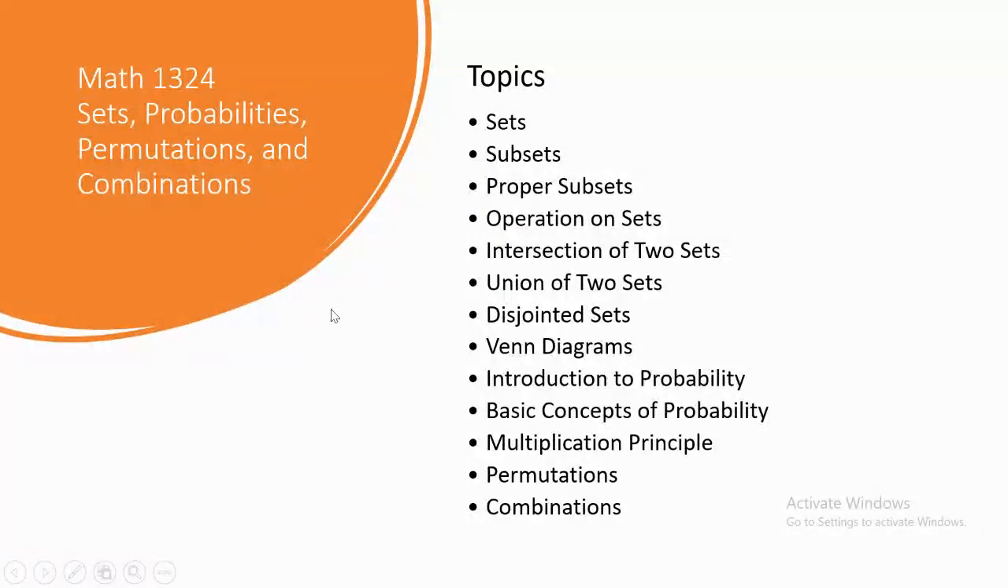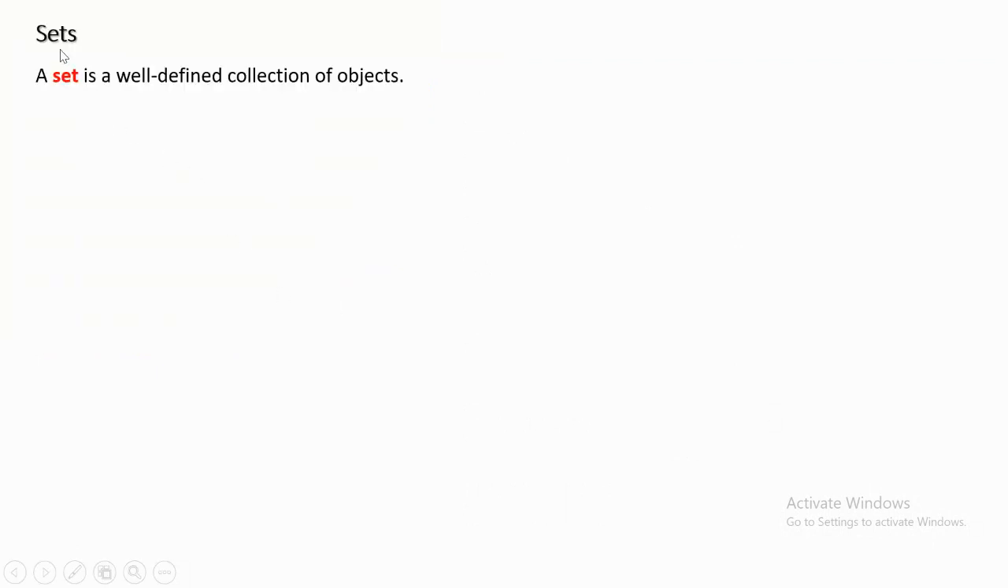Hello, everyone. Today I'm going to do the last week of the summer two semester. This is going to be a little over an hour because there are too many topics that I need to go over. The topics are sets, subsets, proper subsets, operations on sets, intersection of two sets, union of two sets, disjoint sets, Venn diagrams, introduction to probabilities, basic concepts of probability, multiplication principle, permutations, and combinations. So let's begin with the topic of sets.